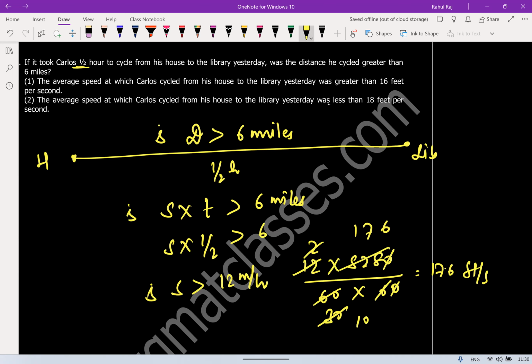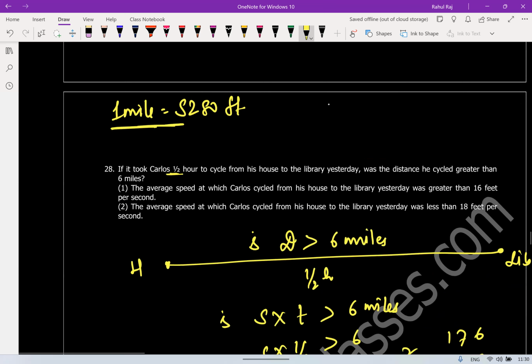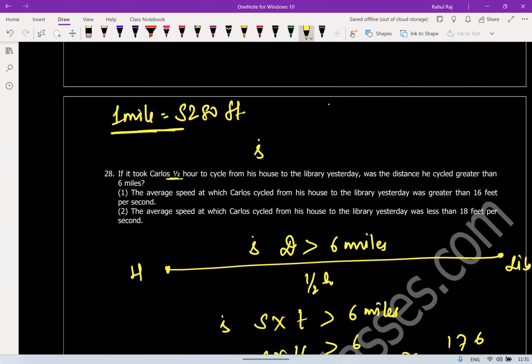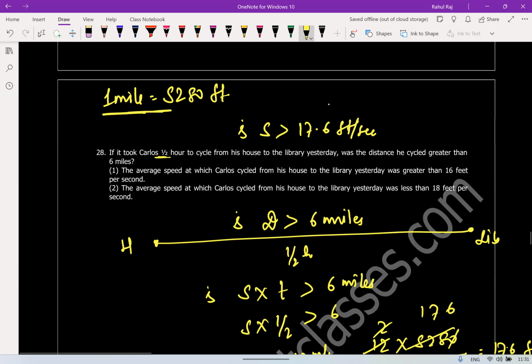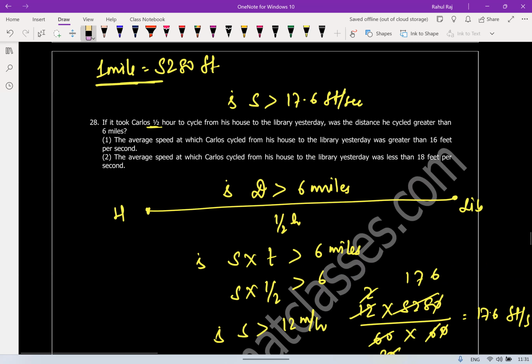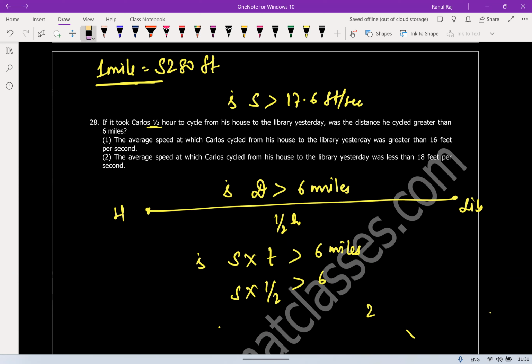So this is all crap what we did. My question is, is speed greater than 17.6 feet per second? These are all the things that I have done here to change the question, but this has no relevance at all technically. So my question given to me is, is speed greater than 17.6 feet per second?